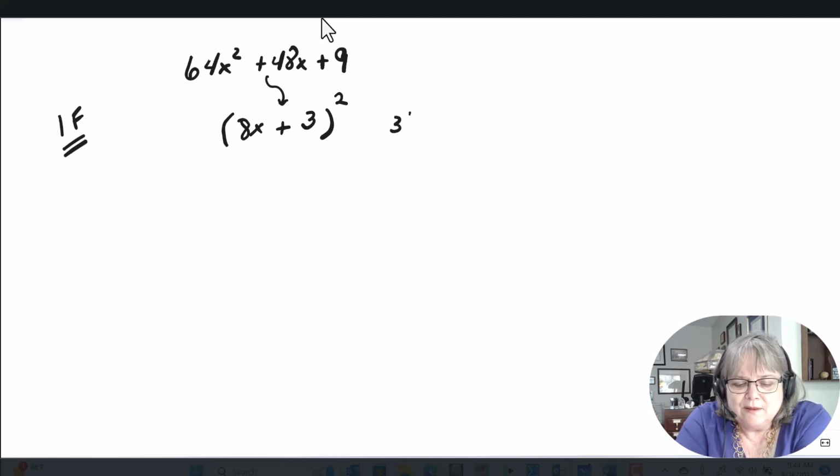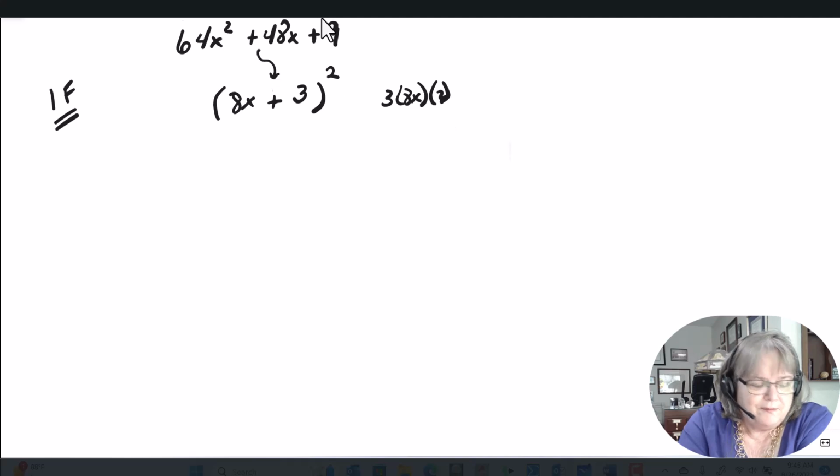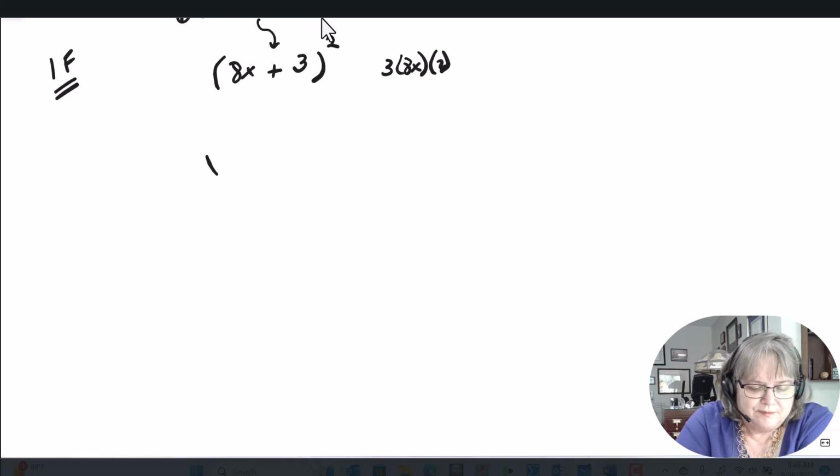So 3 times 8x is 24x, and then you double it, because that comes from the formula for a binomial square, right? You double the middle, then 3 times 8 is 24, times 2 is 48. Yes, this is the right answer, as opposed to this one.